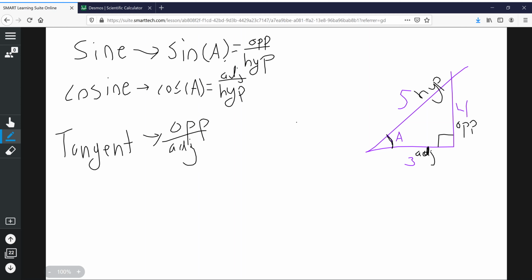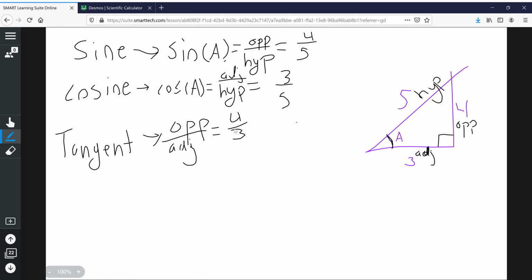All right. And so if we applied these, then the sine of A would be the opposite over hypotenuse, so that'd be 4 over 5. Adjacent over hypotenuse would be 3 over 5. And the tangent would be opposite over adjacent, so 4 over 3. And you could figure out that angle, and that's actually what we're going to be doing today.